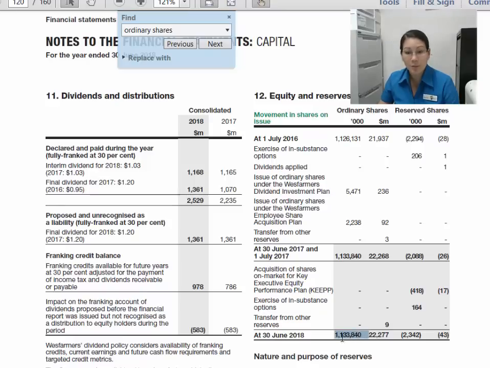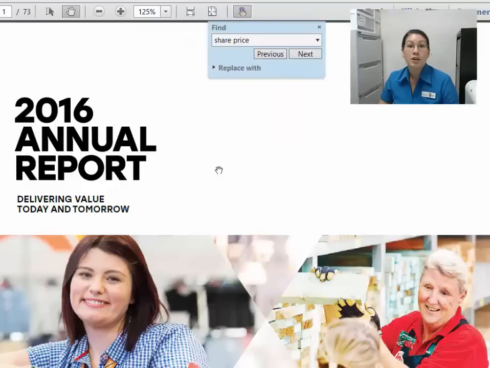Sorry, this is the number of ordinary shares on issue that I want. For 30th of June 2017, this is the number that I want. 30th of June 2016, this is the number that I want, but I'm also going to check that in the 2016 annual report just to make sure that it was the same.